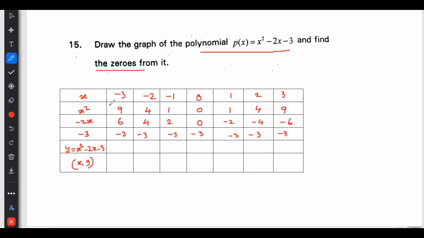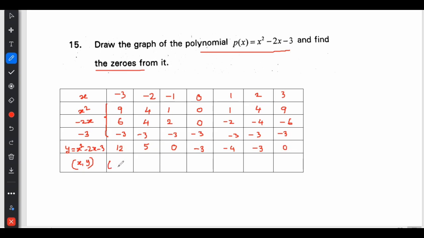So now I can simplify the x squared minus 2x minus 3. Now 9 plus 6 is 15. 15 minus 3 is 12. 4 plus 4 is 8. 8 minus 3 is 5. 1 plus 2 is 3. 3 minus 3 is 0. Then 0 minus 3 is minus 3. 1 minus 2 is minus 1. Minus 1 minus 3 is minus 4. 4 minus 4 is 0. 0 minus 3 is minus 3. 9 minus 6 is plus 3. Plus 3 minus 3 is 0.